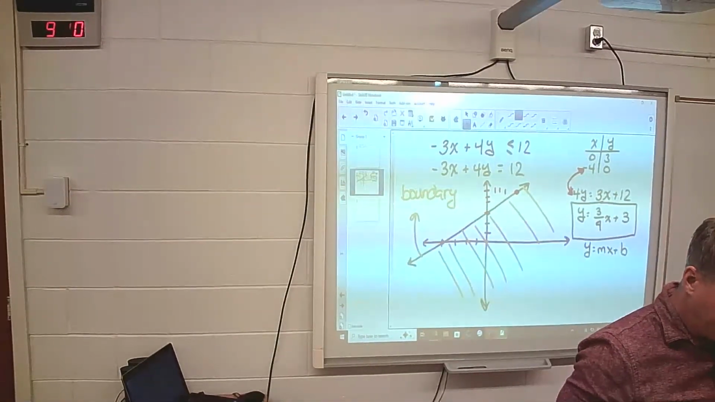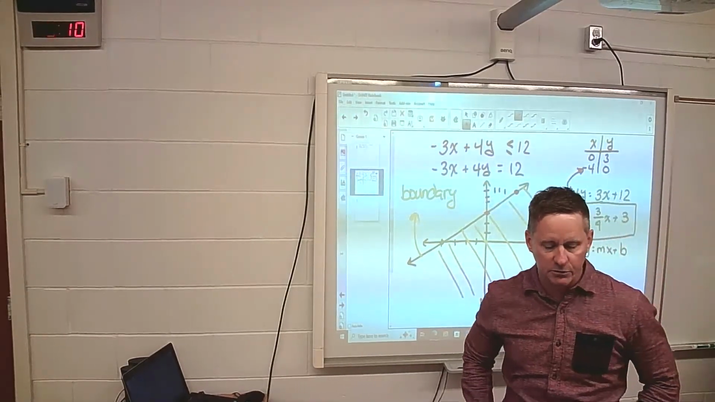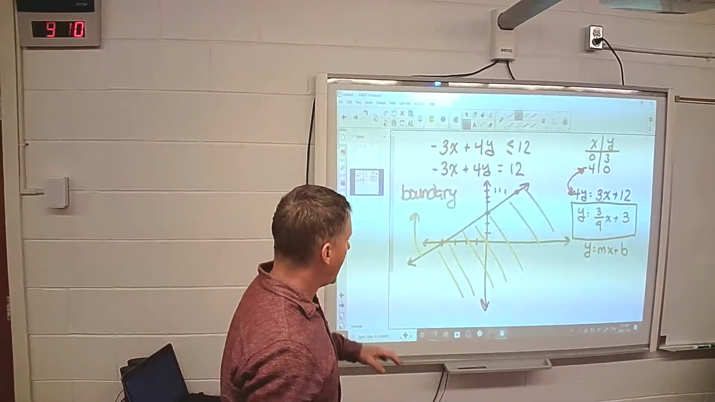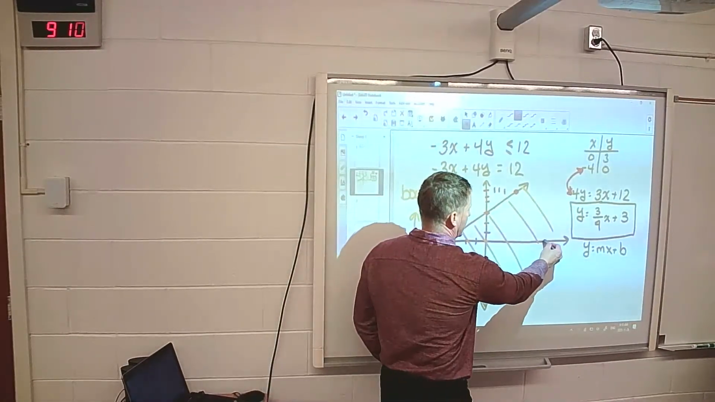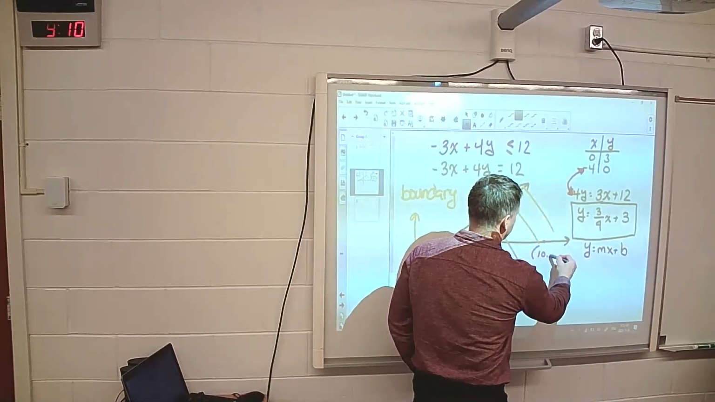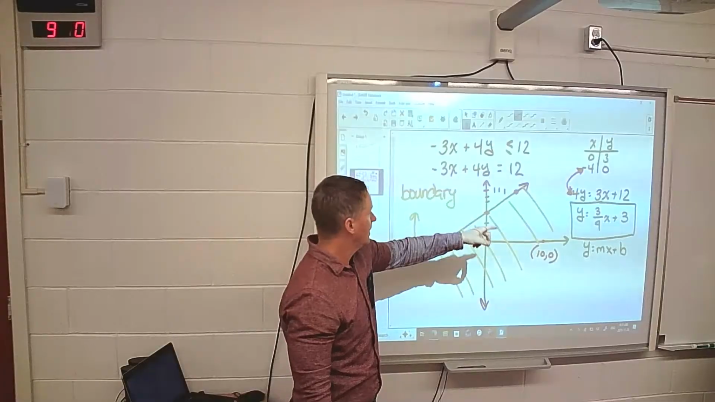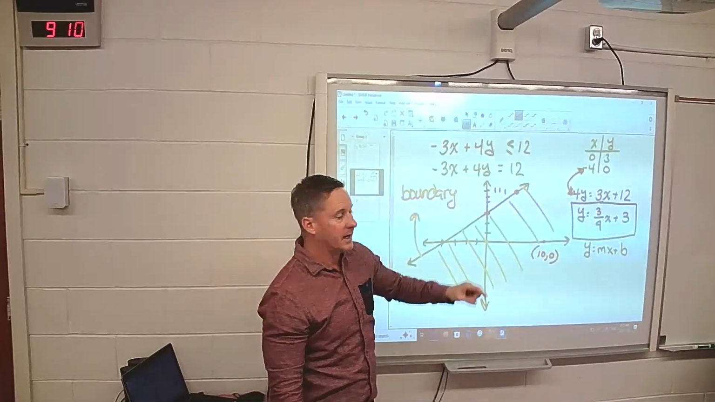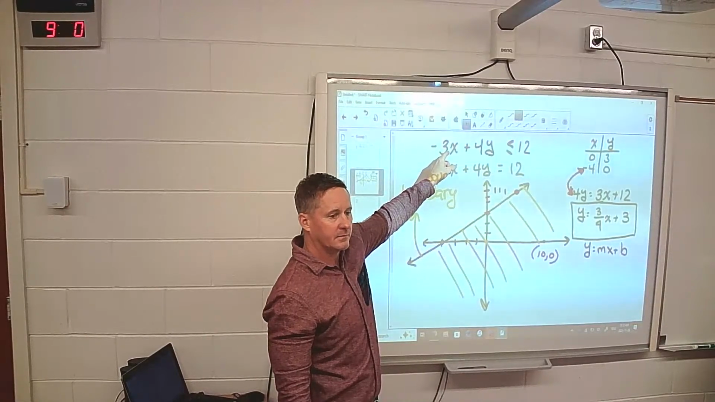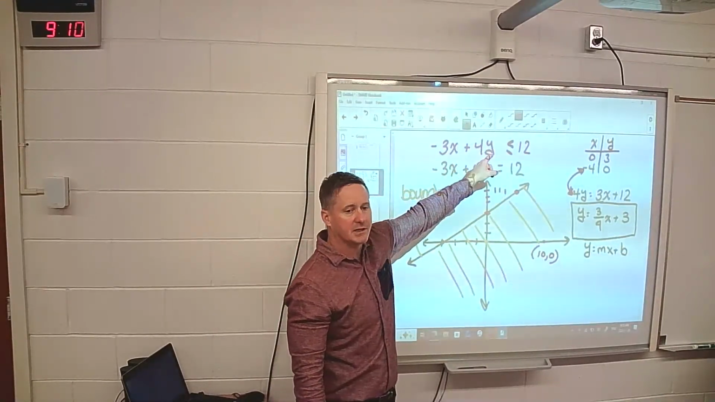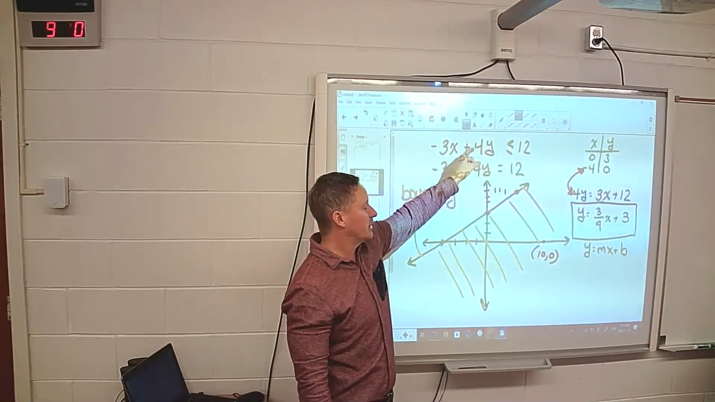One of these half planes includes the solution set of the inequality. The boundary may or may not be part of the solution set. Okay, so again, any coordinate, we can pick anything. Let's pick this coordinate right here. We'll say that that coordinate is 10 and 0. If I substitute 10 in for x and 0 in for y, that inequality should be true. What is 10 times negative 3? Negative 30. 4 times 0? 0. 0 plus negative 30?